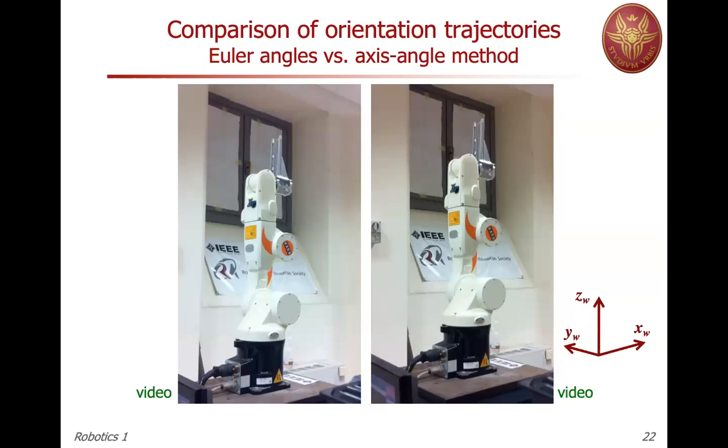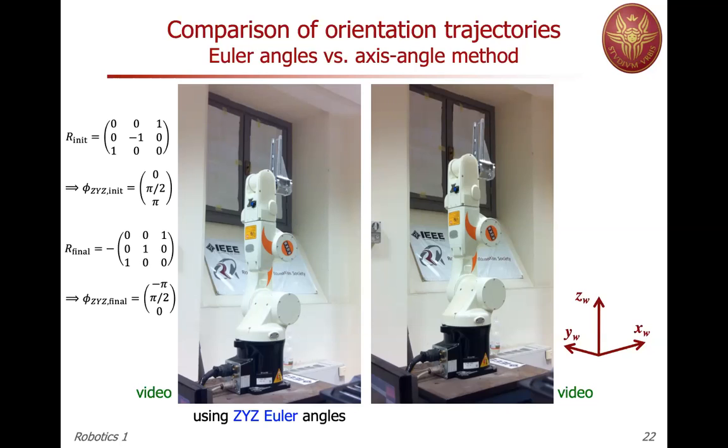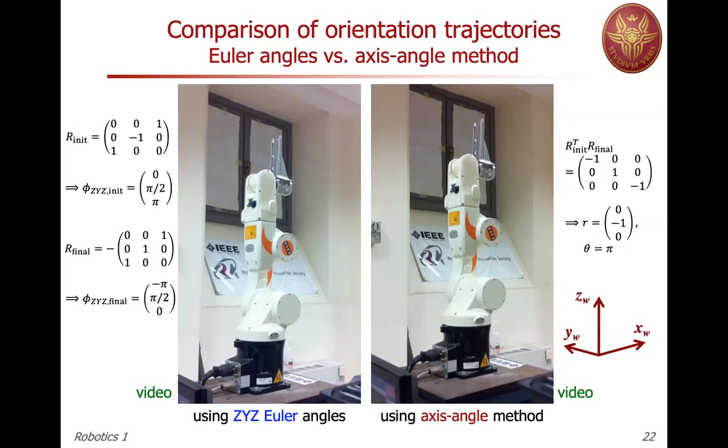So here we will see the two videos of the resulting computation. I've drawn on the right-hand side the world frame in order to understand what's going on. Let's do some computation first. So for the ZYZ Euler angles, we have extracted the initial and final value of phi. And for the axis-angle method, we have extracted a unit axis, r, and a total angle that we should trace around this axis in order to get to the final orientation.